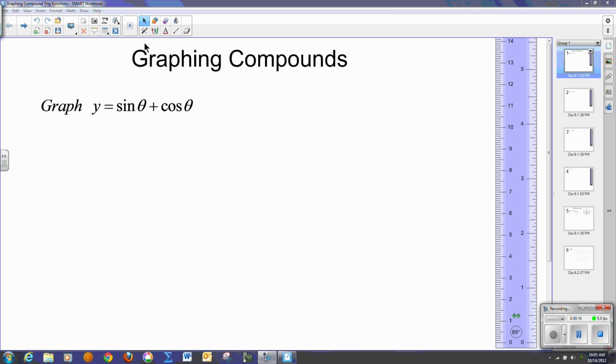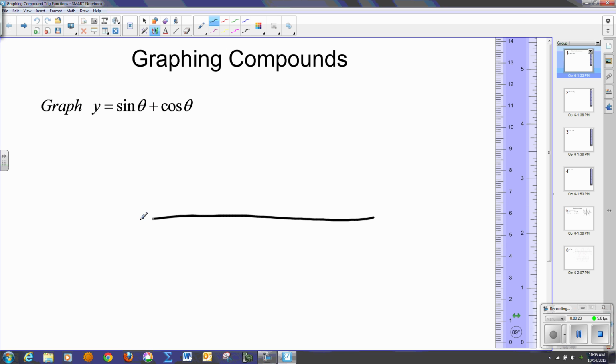So what I'm going to do first is add the sine and the cosine graph, and I will graph each independently first. So let's start at 0, and we'll just do one period of this. Goes 0, pi over 2, pi, 3 pi over 2, and 2 pi again, which we've been doing for quite a while now.